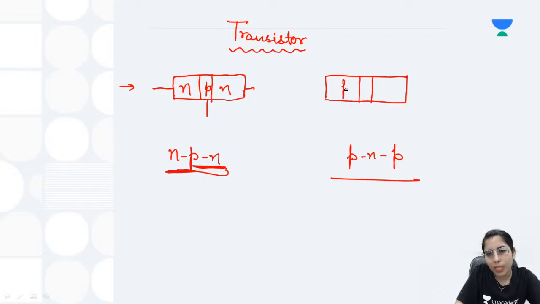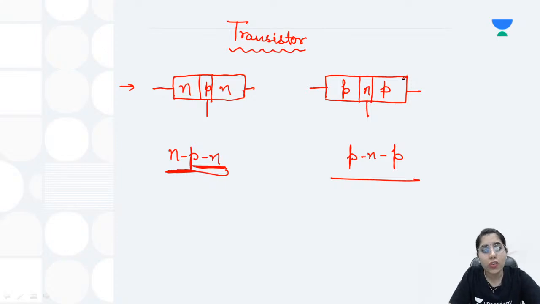Clear? PNP. If you don't know anything about it, don't worry, because I'll cover everything here: the basic part, the introductory part, the advanced part, and everything. So you don't need to worry about anything.